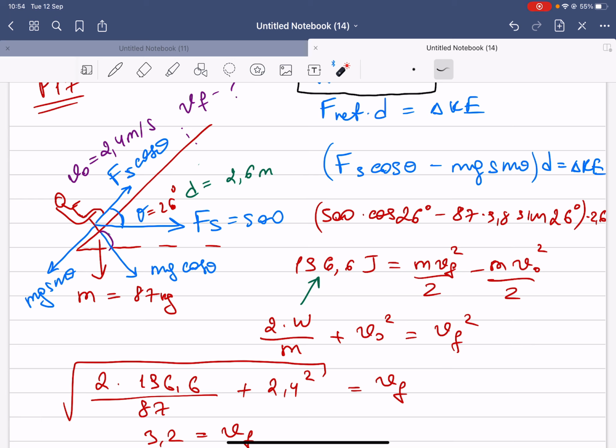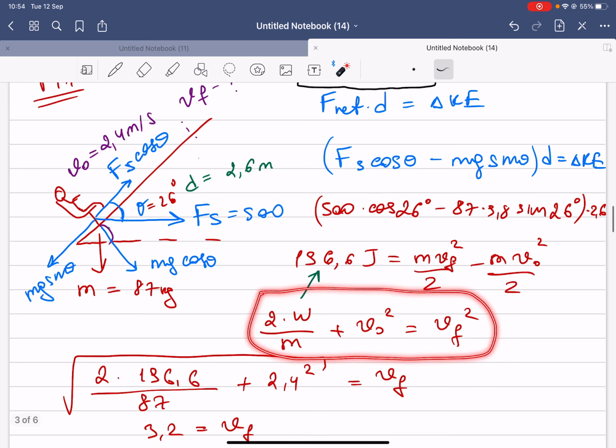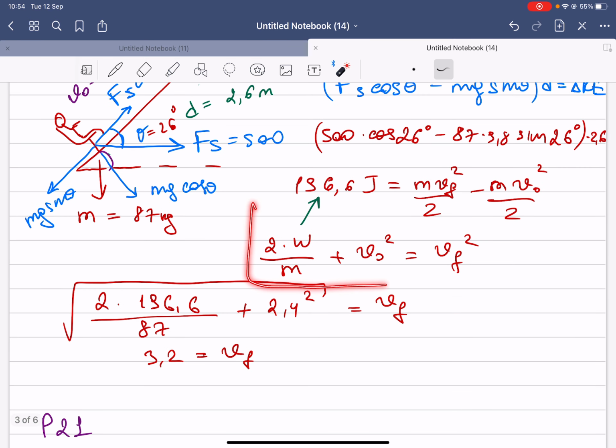v final squared will be: both of these go and multiply to the work and divide by the mass, plus v initial squared. That gives you v final squared. So the final formula will be this one. By plugging in the numbers, you will get that v final at a distance of 2.6 meters will be 3.2 meters per second.